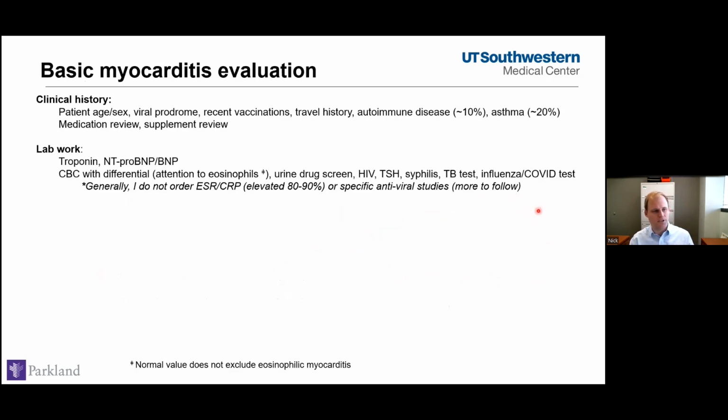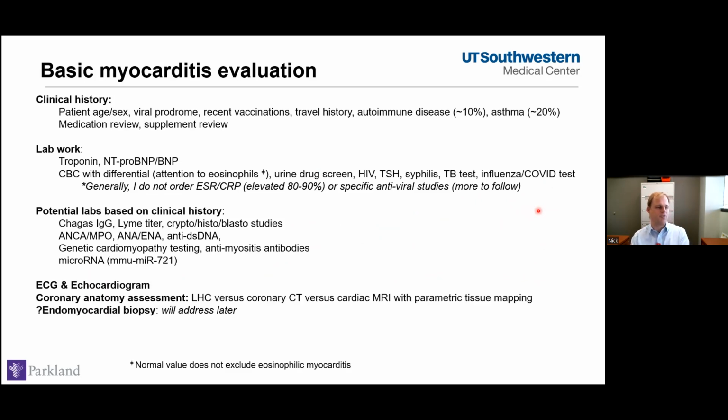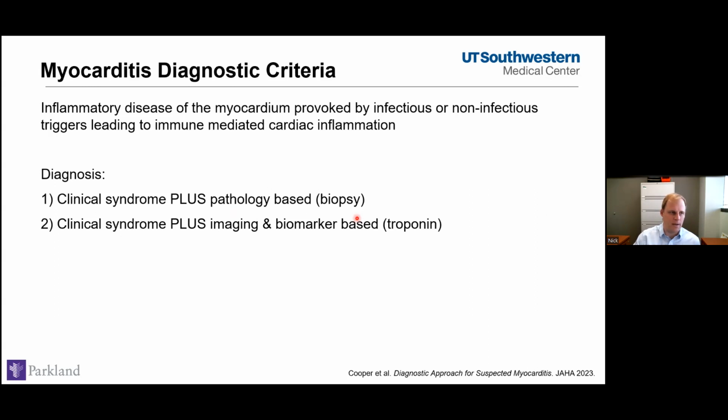Basic workup, I'll just touch on briefly. I think all of us know how to do that. We're going to do some basic lab workup, clinical history, EKG, echo, and then look at, for most patients, their coronary anatomy. And then we'll get to, obviously, endomyocardial biopsy. I do want to highlight that CRP, ESR is probably not all that useful for these patients. Again, elevated doesn't really help you that much. If it's negative, it doesn't really help you that much. And then specific antiviral studies probably don't lead all that much.